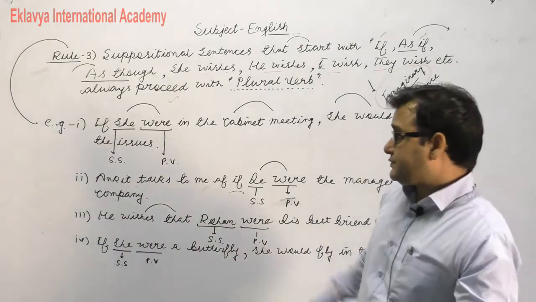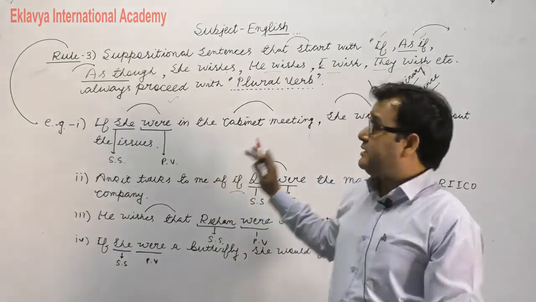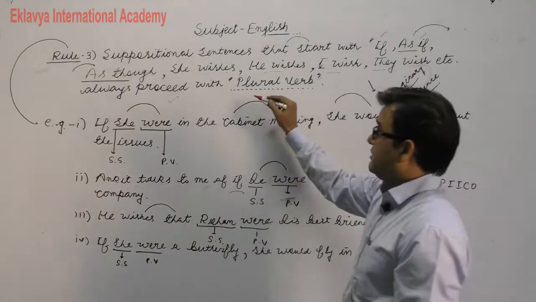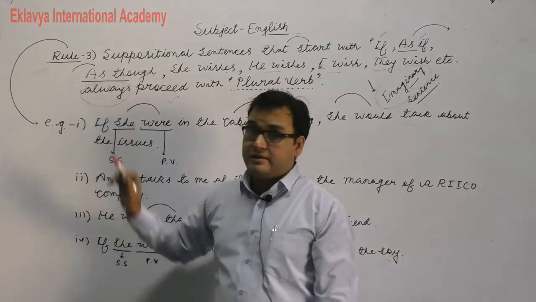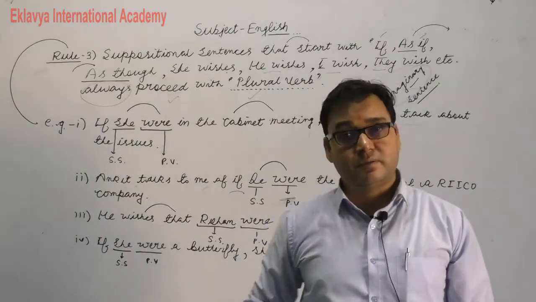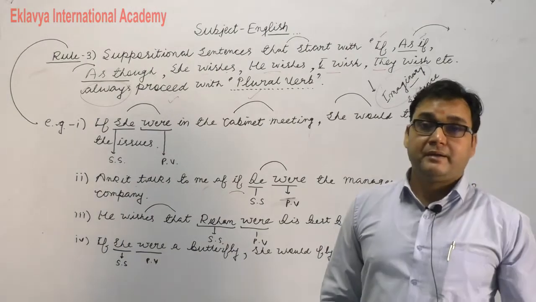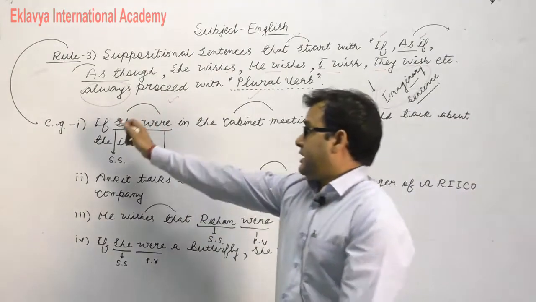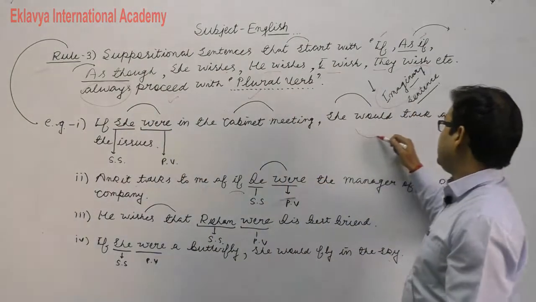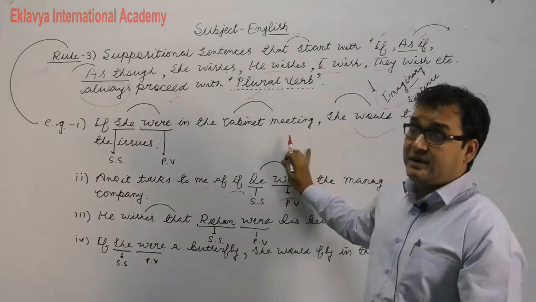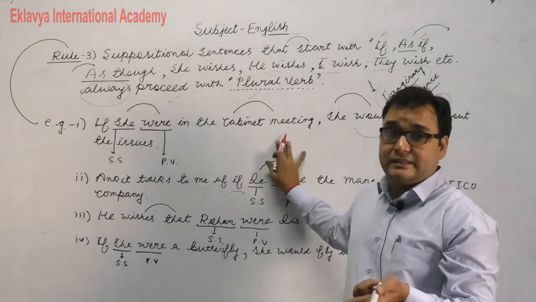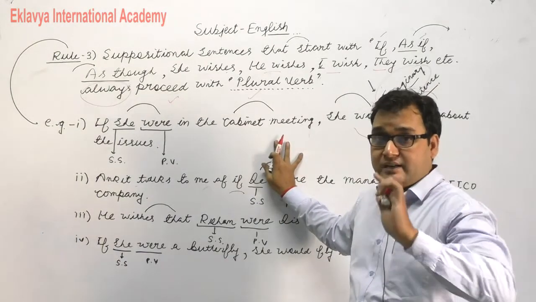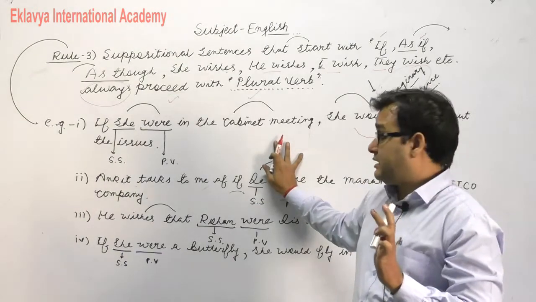What are we talking about here? Suppositional sentences that start with if, as though, she wishes, he wishes, I wish, they wish, etc. proceed with a plural verb always, whether they have a singular subject or a plural subject. तो plural में तो आता ही है, वहाँ तो problem ही नहीं है. But if the sentence has a singular subject, the same would also proceed with a plural verb. If she were in the cabinet meeting, she would talk about the issues. अगर वह कैबिनेट मीटिंग में होती तो इश्यूज के बारे में बात करती, लेकिन नहीं थी. The reality is that she wasn't. वहाँ पर नहीं थी, that's why she hadn't discussed the same. नहीं बात कर सकी थी, नहीं बात कर पाई थी, वगैरह वगैरह.